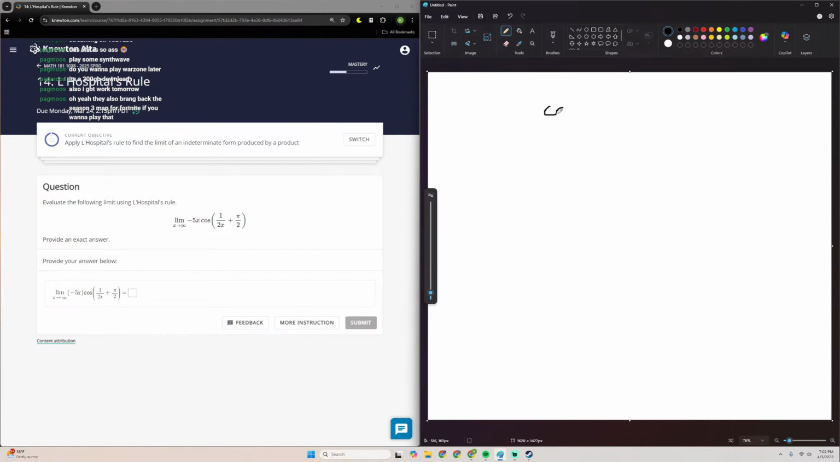Make this one cosine 2x plus pi over 2, divided by 1 over negative 5x. And of course, this shouldn't mean anything. That just becomes 0. That just becomes 0. d over dx of this whole thing.